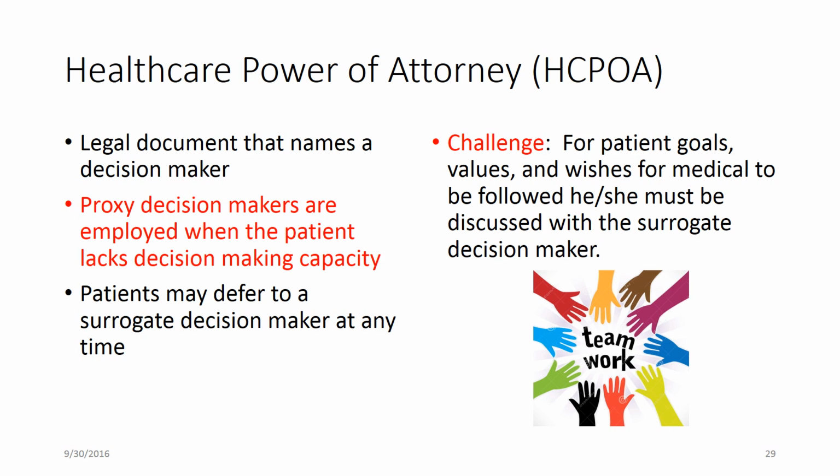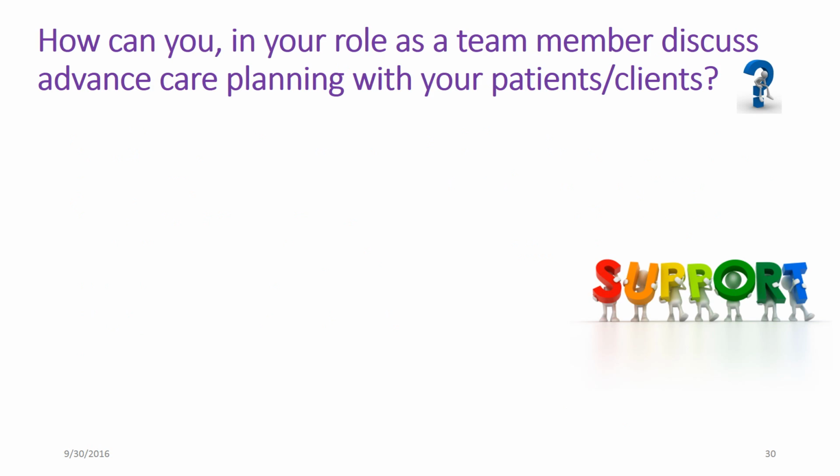A healthcare power of attorney is a legal document that names a proxy decision maker to make decisions if the person lacks capacity. The challenge is that the patient must discuss their goals, values, and wishes with this person while they're able to in order to guide their future care. So how can you, in your role as a team member, discuss advanced care planning with your patients or clients?